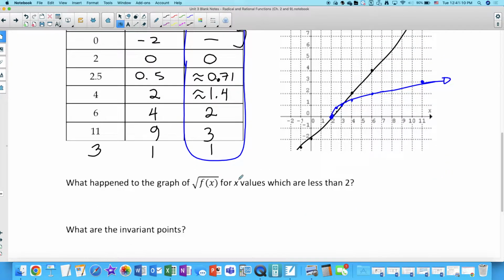So what happens to this graph when the x values are less than 2? It is non-existent. The graph is non-existent because the square roots of negative values are undefined.